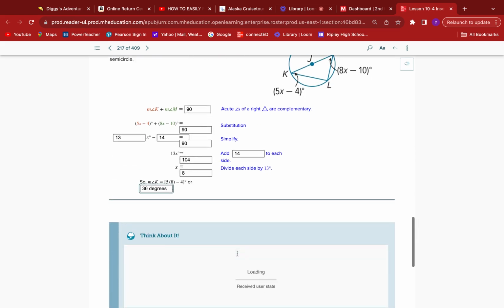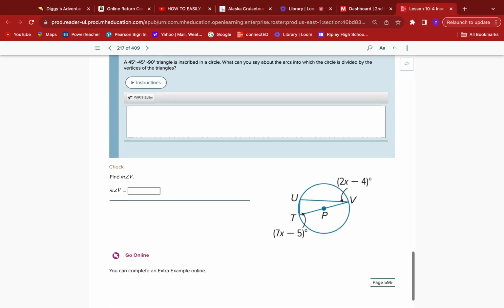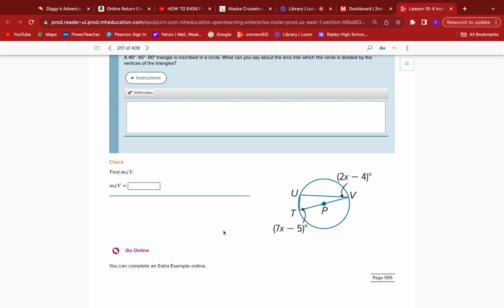Okay, are we done with example number 4? Yes, we are. We have a check coming up. We got to find the measure of angle V. Again, I see this triangle inscribed in a circle. That means all its vertices are on the circle. But I'll also see that one side of this triangle is the diameter, which means angle U is a right angle. Y'all, this is a right triangle. That also means that these two angles, T and V, are complementary.